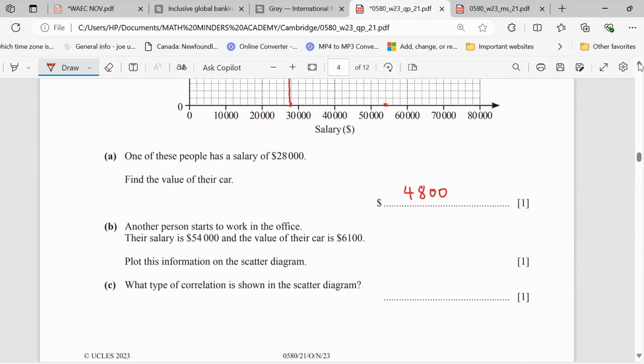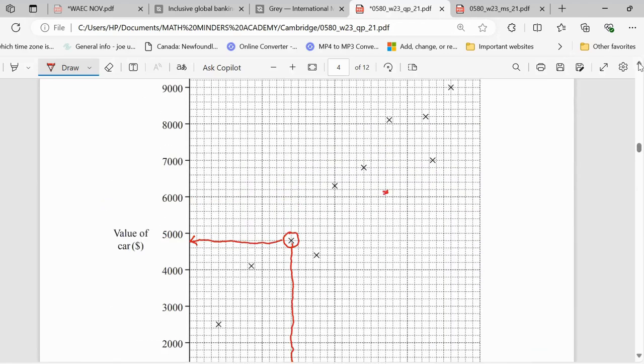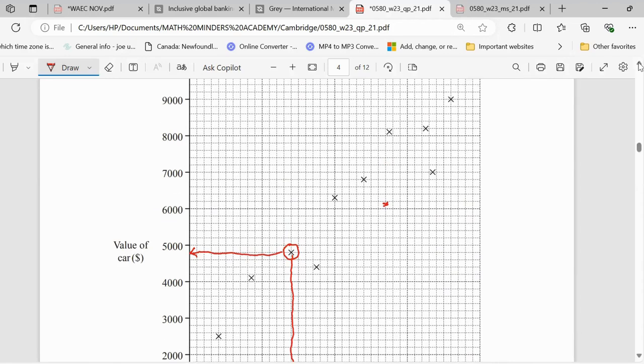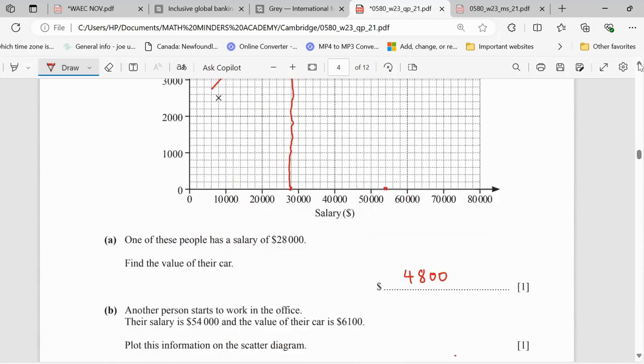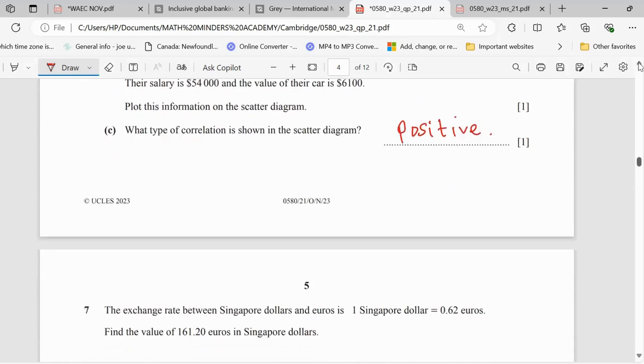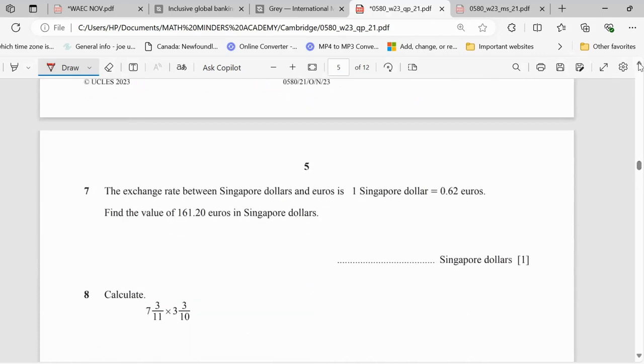Now, the next question says, what type of correlation is shown in the scatter diagram? It is positive, and I will tell you the reason why we say it's positive. All the points are rising. Look at all the points. That means we can use a trend line to show this rise. So the slope of this line is positive. Because the slope of this line is positive, we say it's a positive correlation. So we proceed to the next question.